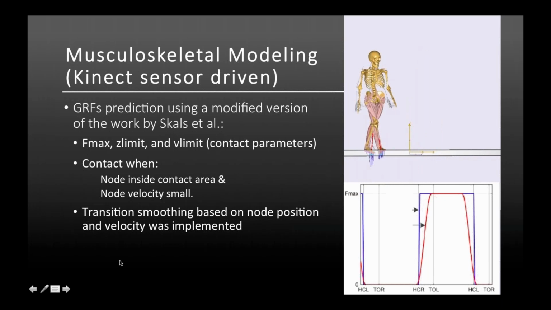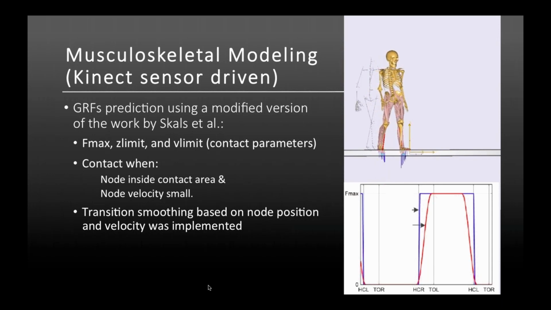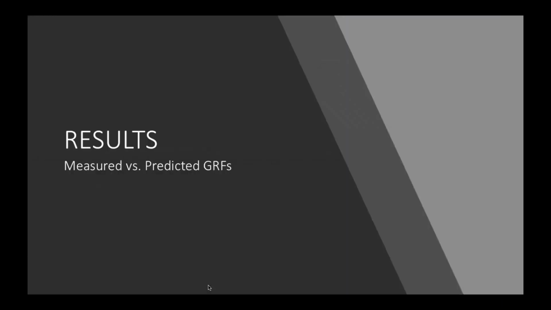Also the on and off transition: instead of using a sharp on and off transition, there was a smooth on and off transition to define the heel strike and toe off. So a transition smoothing algorithm was also used to further improve the model's prediction.